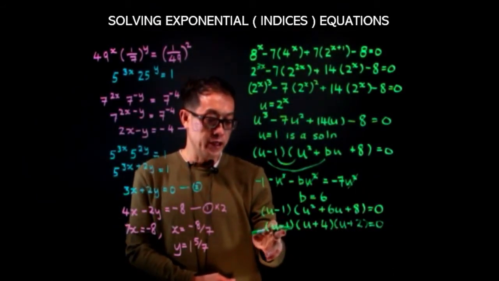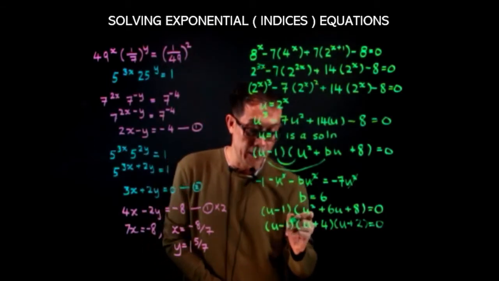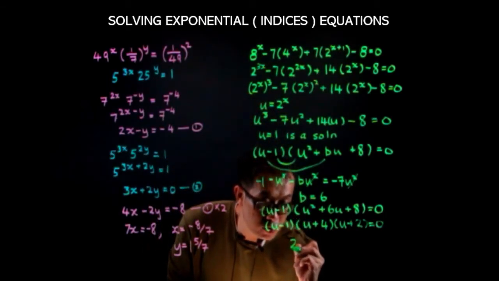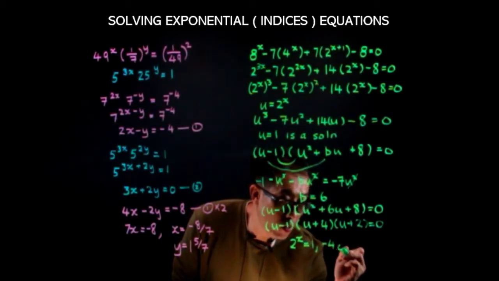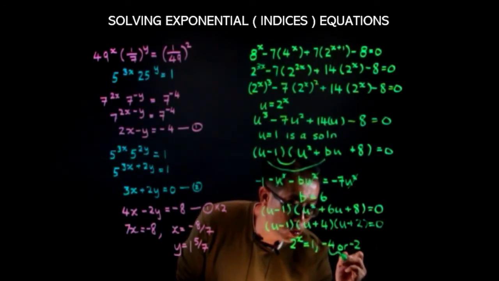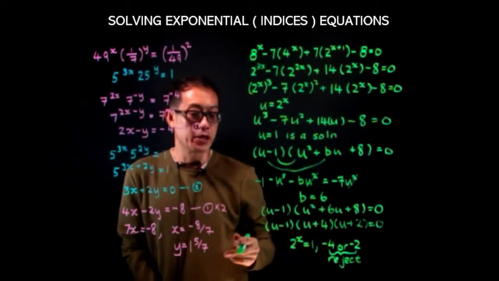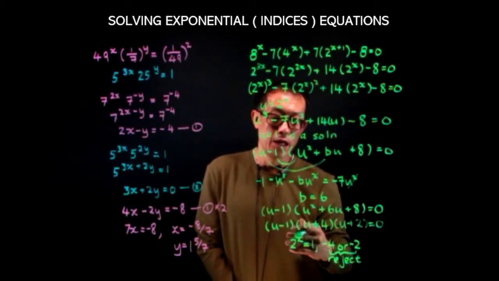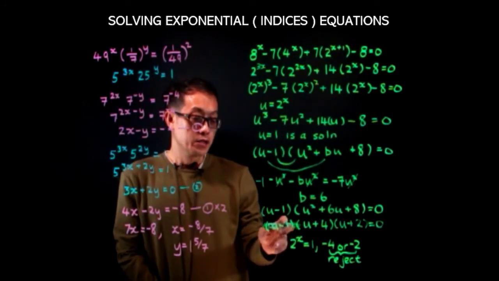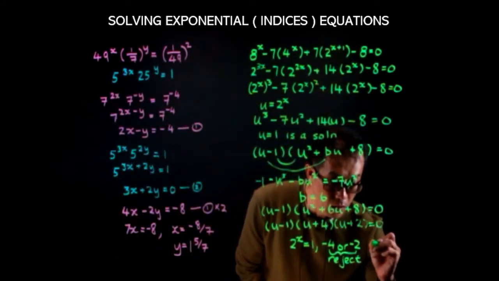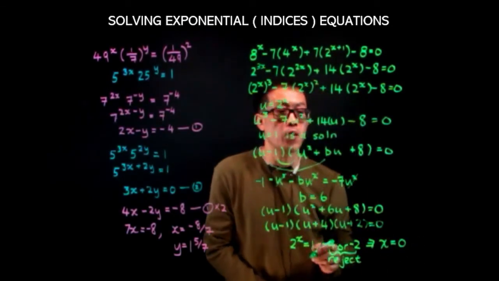So from here you find that u is equals to 1, minus 4 or minus 2, but u is 2 to the power x. So I will put it as 2 to the power x equals to 1, minus 4 or minus 2. These two we reject, alright, because 2 to the power of something cannot be negative. So from here you are left with 2 to the power x equals to 1. So x must be 0. Alright, implies that x is equals to 0.